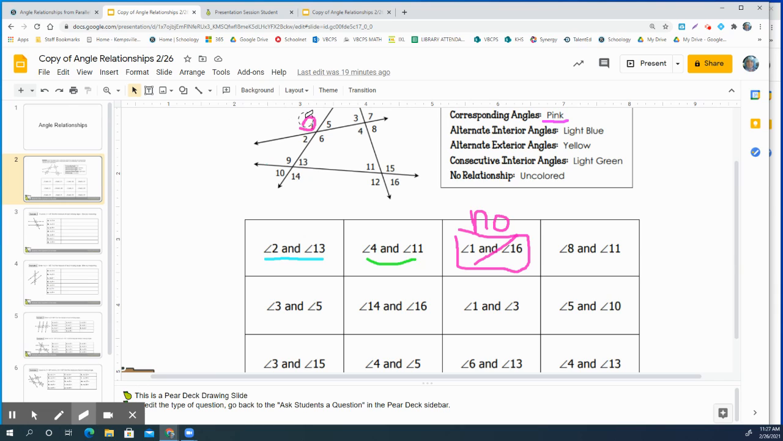So what about 8 and 11? 8 and 11. We've got a transversal. This is how they're connected, right? Are they inside these lines or outside those lines? Inside. And are they alternate or same side? Alternate. So this is going to be alternate interior. So this guy's going to be blue as well.